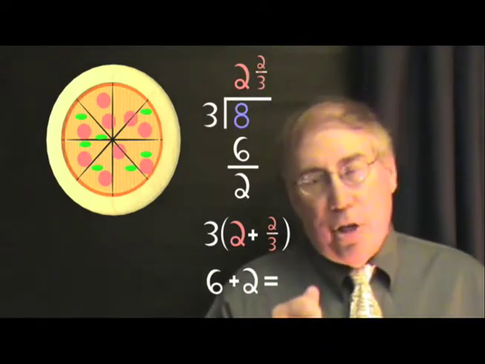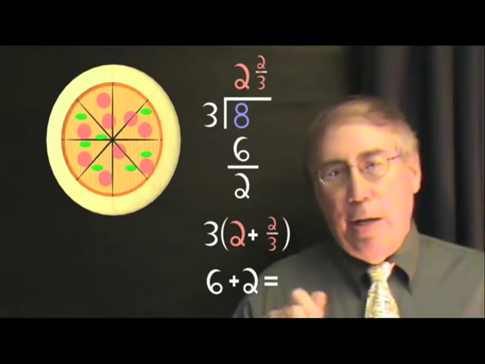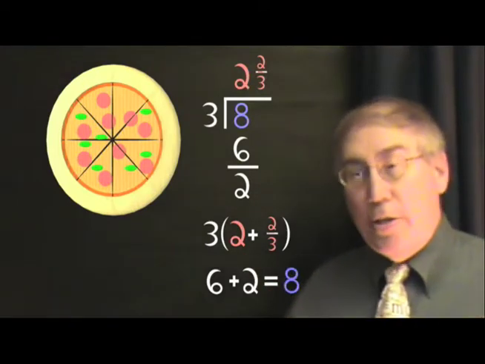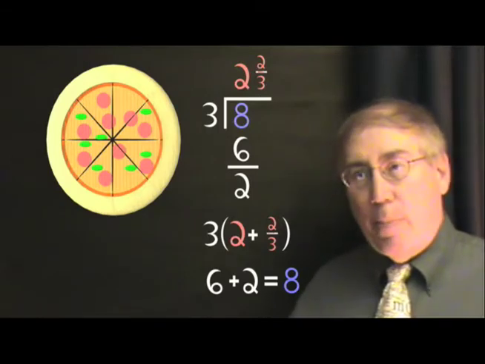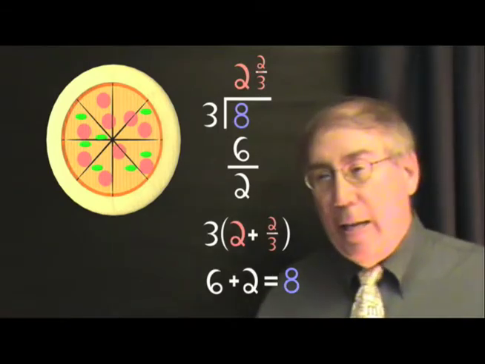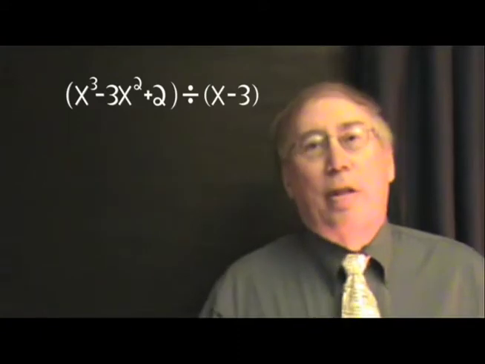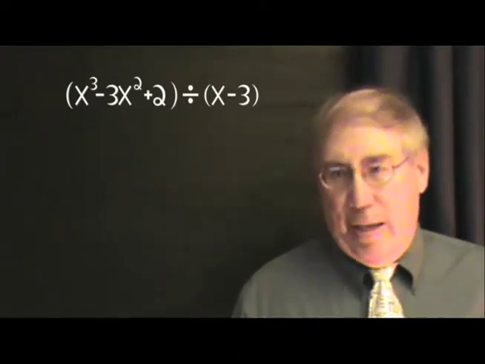And a way of checking our division is to multiply the divisor times the quotient, which was our answer. So if we multiply 3 times 2 plus 2/3, we get 6 plus 2, which is 8. The 8 matches up with the dividend, so we have the right answer.